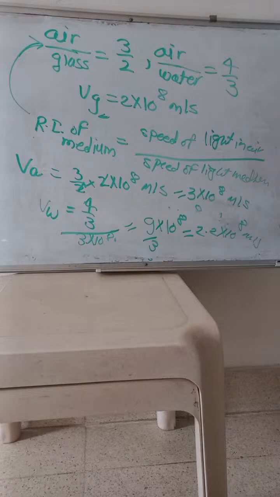Okay, copied. Then write down the next one. The next one you can try yourself. Write down the absolute refractive index of a ruby.